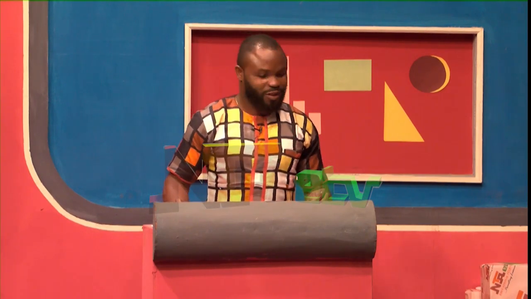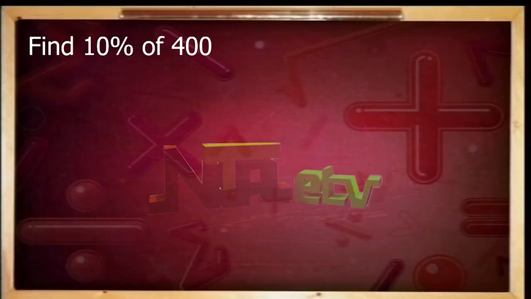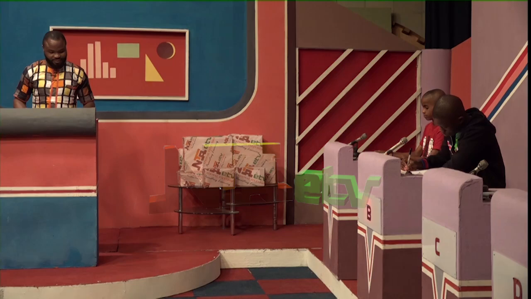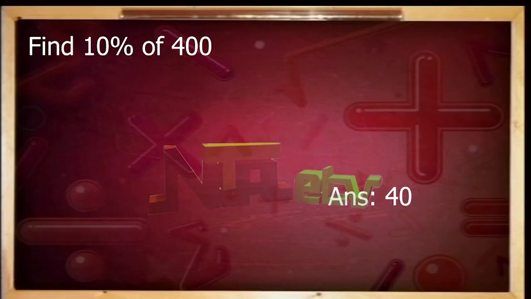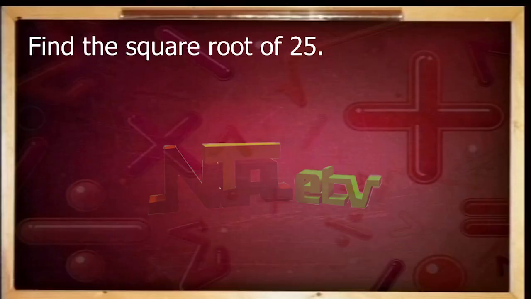Contestant B, your question. Question 7. Find 10% of 400. 40. 40 is correct. Contestant A, your question. Question 6. Find the square root of 25. 5. 5 is correct.